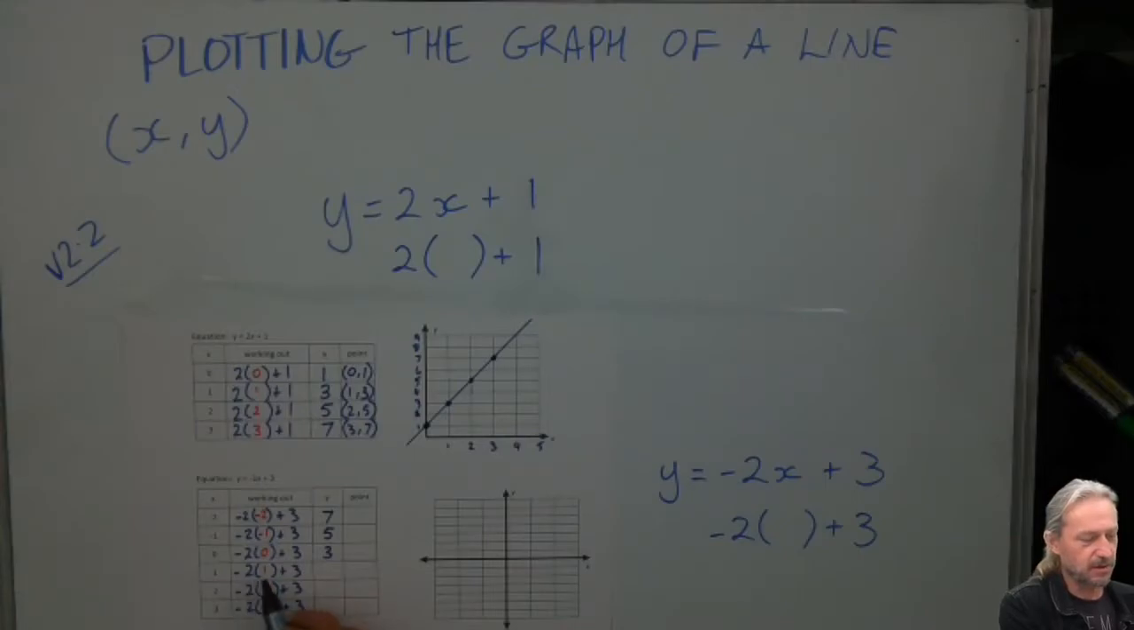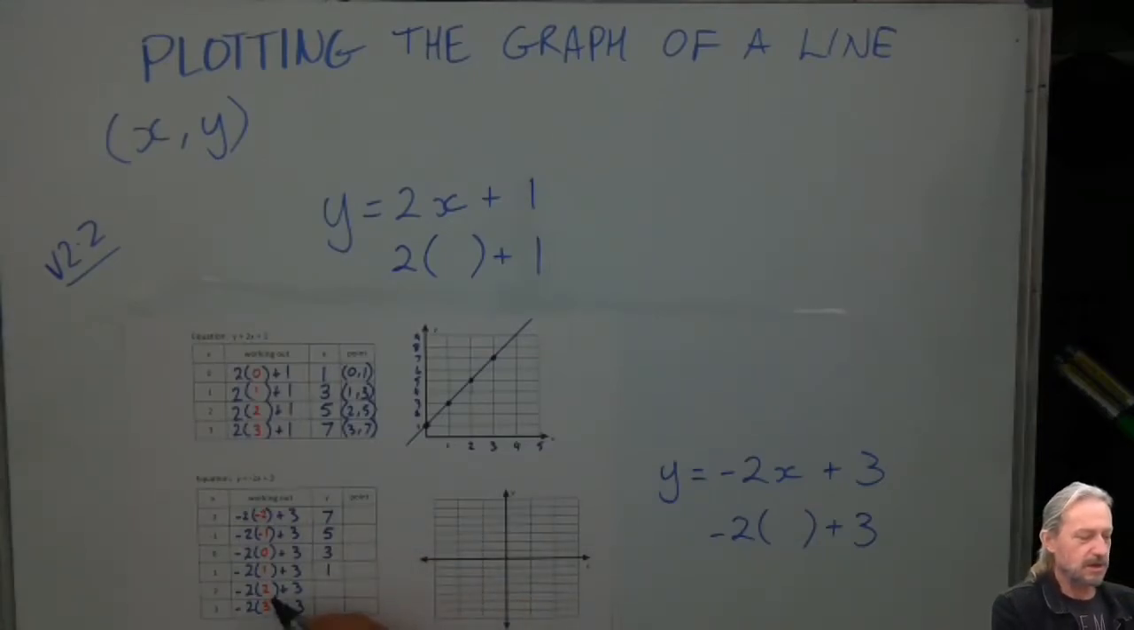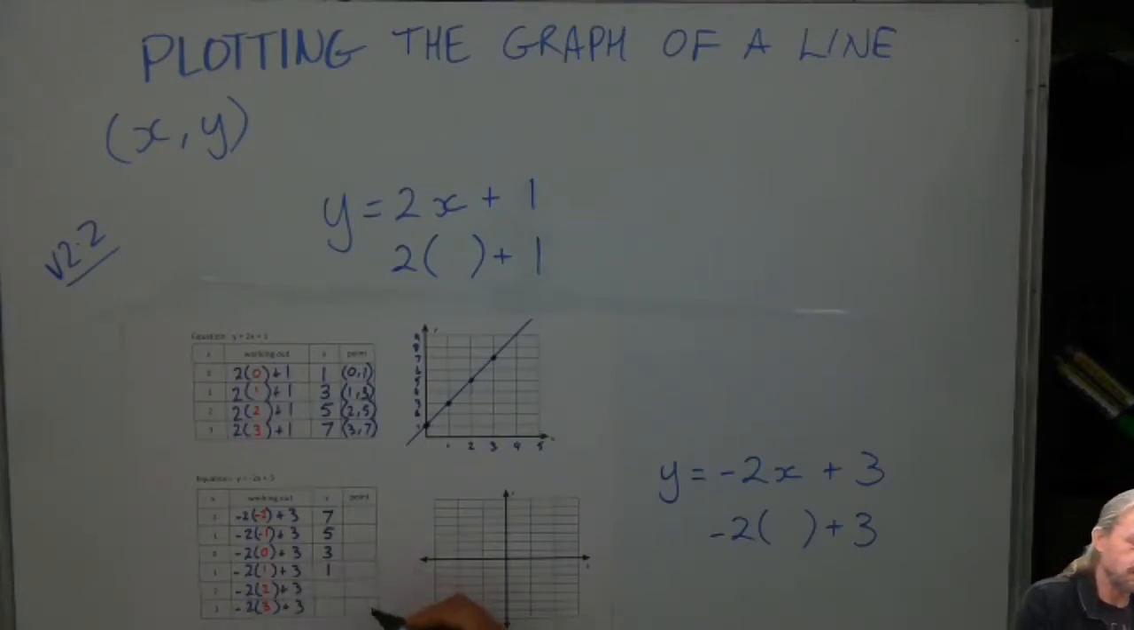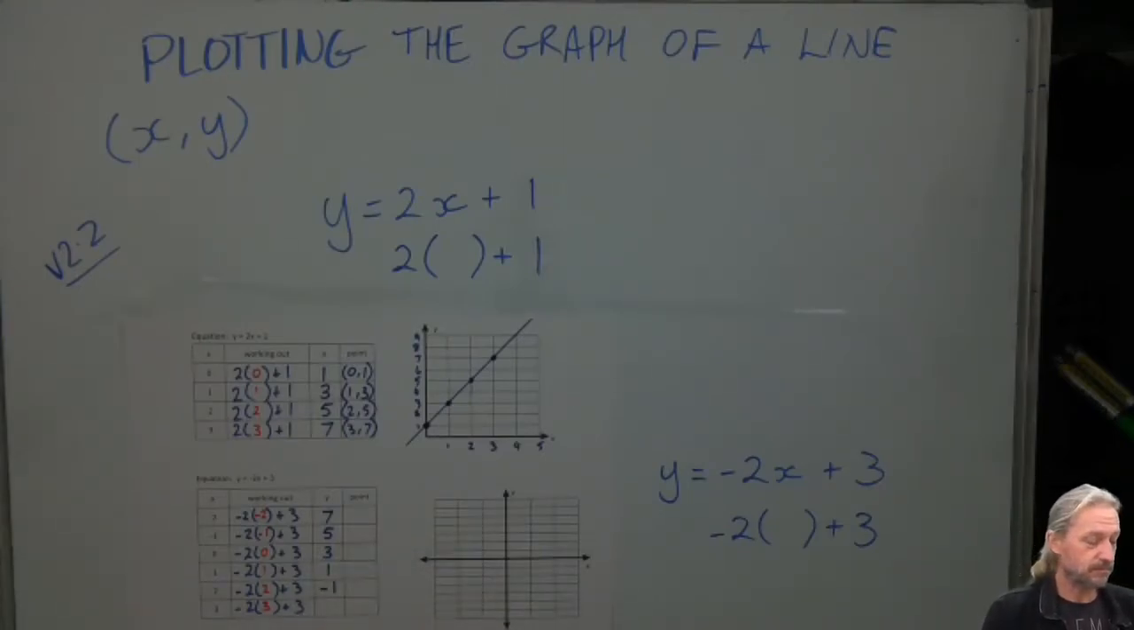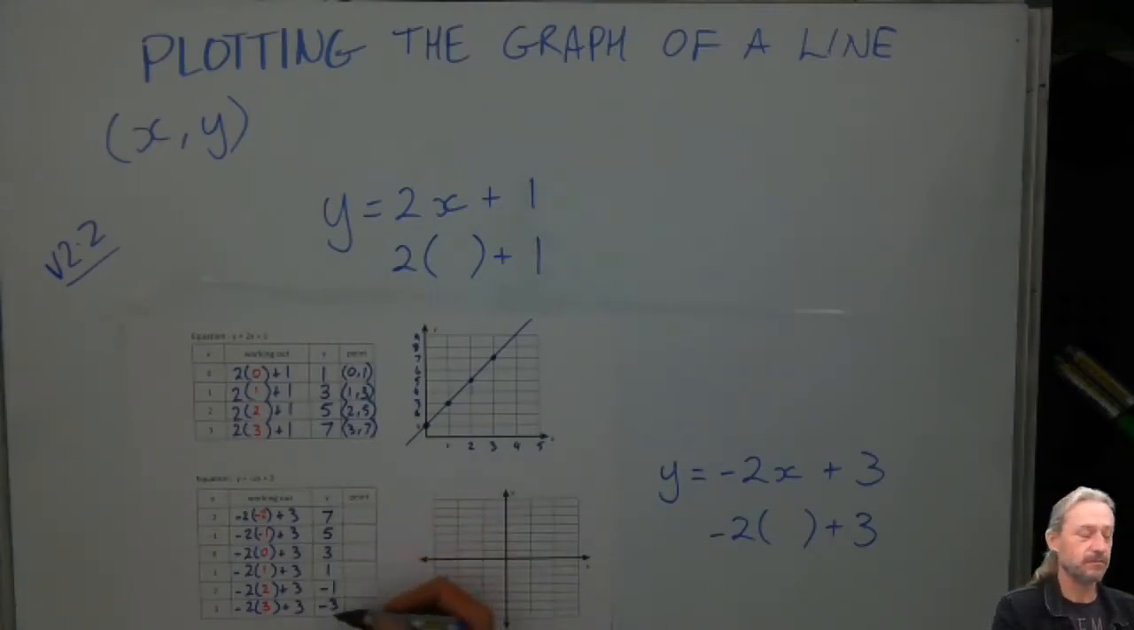So -2 times 1 gives us -2. But then we're adding 3. -2 plus 3 is 1. So here, -2 times +2 is going to give us -4. Then add 3, so the answer is going to be -1. And here, -2 times 3 is -6, plus 3 is -3. So we've worked out all the y values.